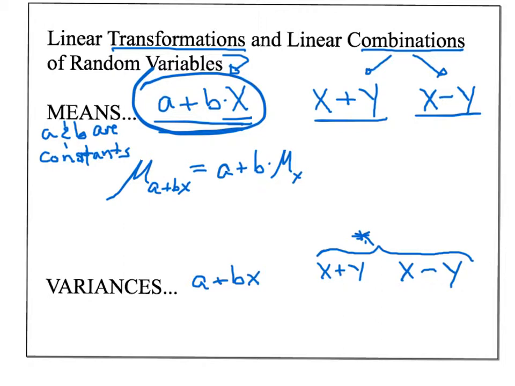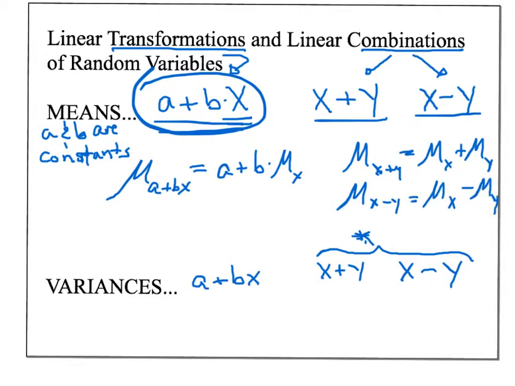If I have a combination of variables, like our stats homework time and our calc homework time, and I'm adding those together, then the mean of x plus y should equal the mean of x plus the mean of y. And the same is true if I subtract: the mean of x minus the mean of y. So very straightforward rules for means.